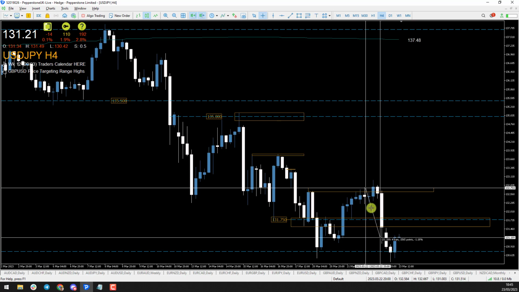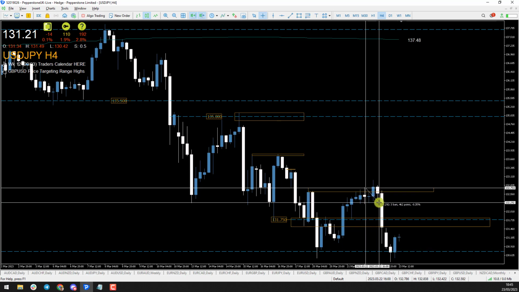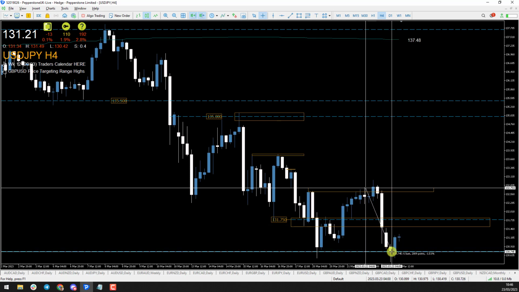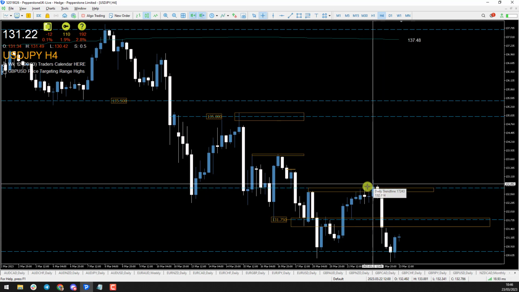So that was a nice move. Obviously, I didn't catch all of it. I ended up coming out just before the news, just to kind of manage a little bit of risk overall. And yeah, unfortunately for me, this one ran and hit targets. But if you were watching that 132.75, great level to get involved.